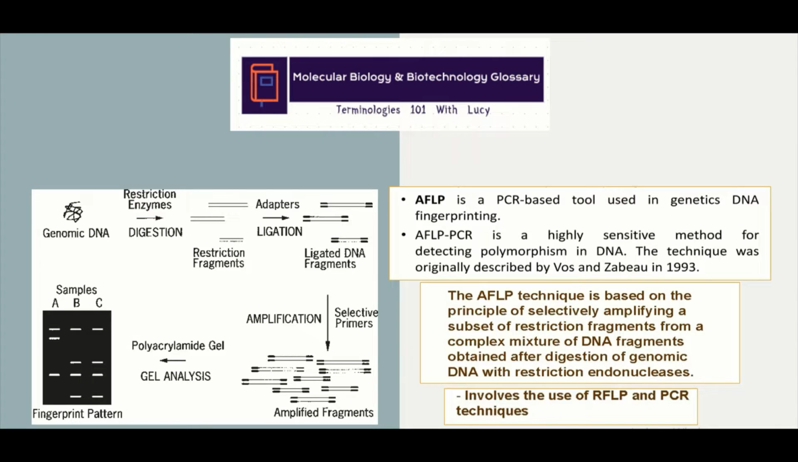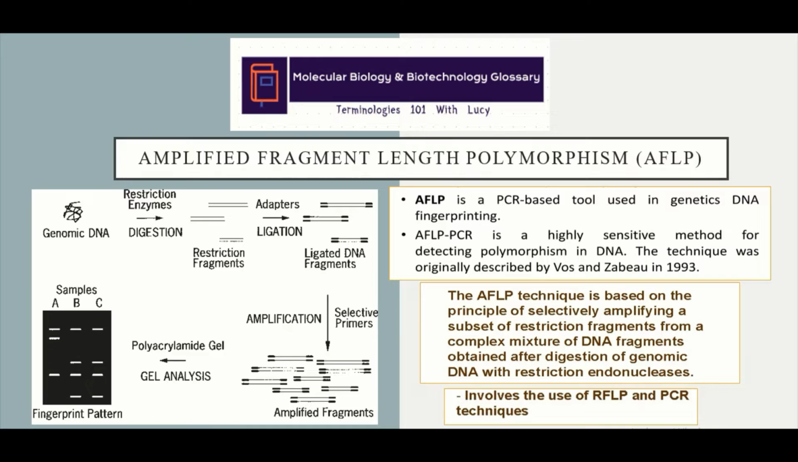Focus today on Terminologies 101 with Lucy is Amplified Fragment Length Polymorphism, what we call AFLP. This is a molecular marker or a genetic marker or a DNA marker that we usually use to help us do what we call fingerprinting or identification of individuals in molecular biology.